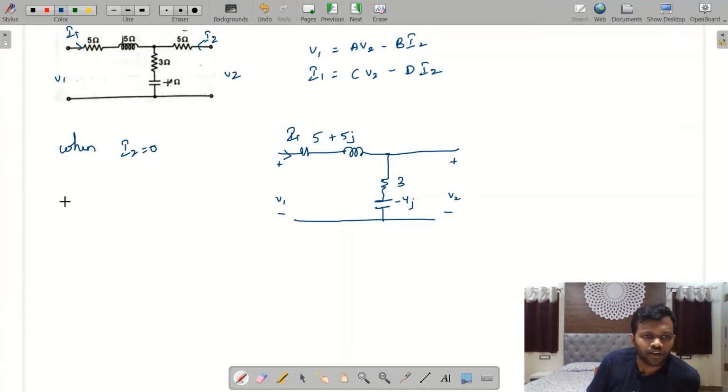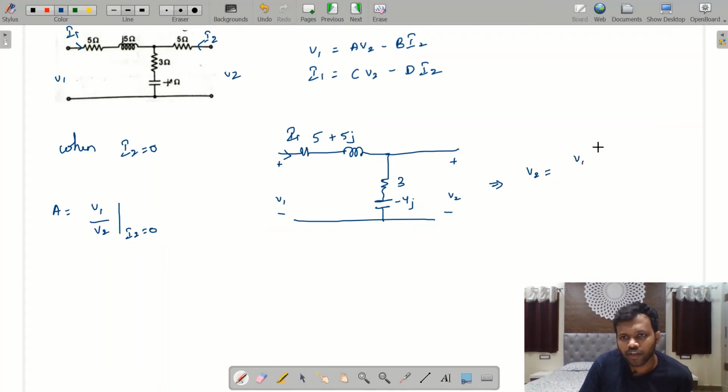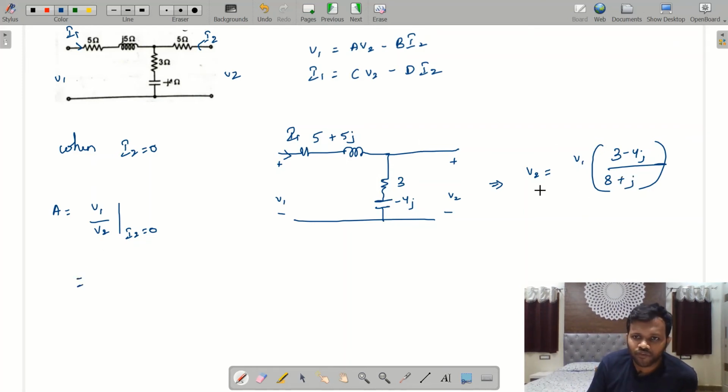So what will be my V1? A equal to V1 divided by V2, when I2 equal to 0. From this network, what can we write? V2 equal to total voltage V1 into the other resistance, which is 3 minus 4j, divided by the total resistance. I am just applying the voltage division rule. 3 plus 5, 8 plus j. So now what is V1 by V2? V1 by V2 equal to 8 plus j divided by 3 minus 4j, which will be equal to 0.8 plus 1.4j.